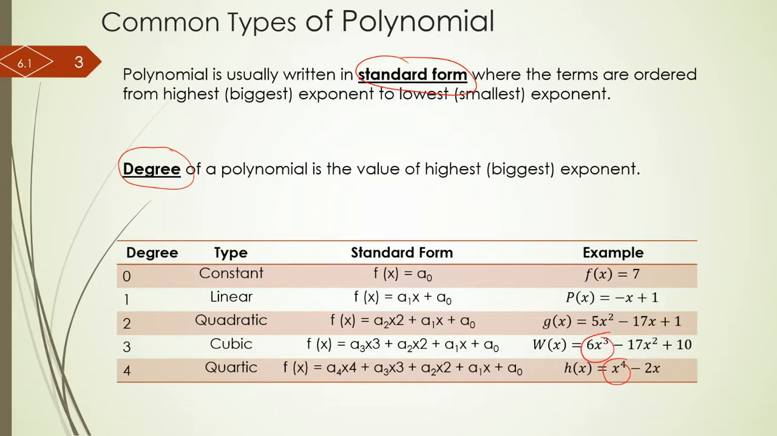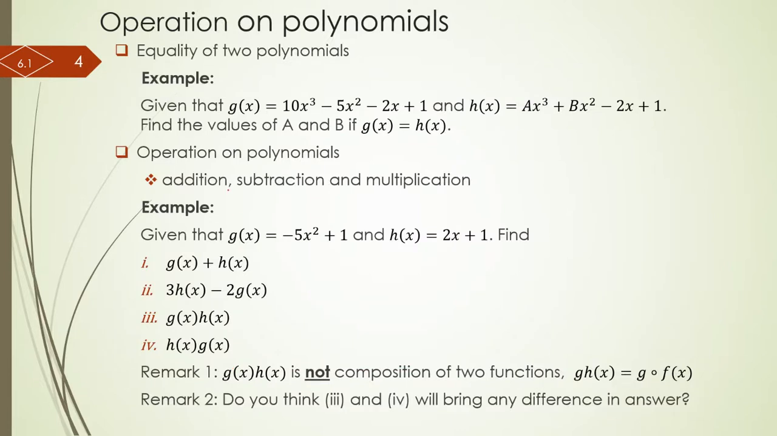The names of these types of polynomial are constant, linear, quadratic, cubic, and quartic. Now, before we look at the equality of polynomials, we look at the operations on polynomials. As usual, we have plus, minus, multiply, and then how about division? Division will be covered in the next slide.